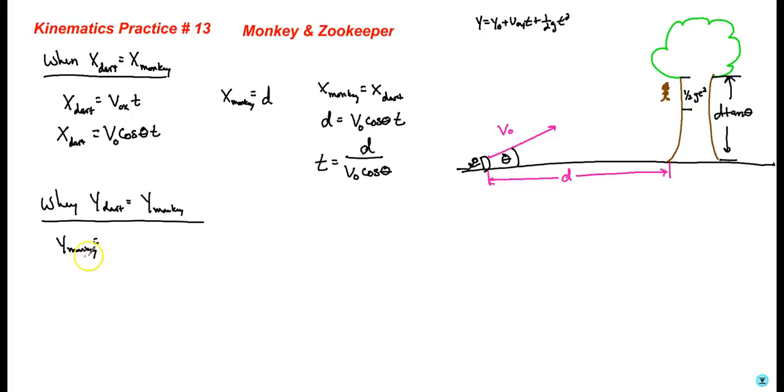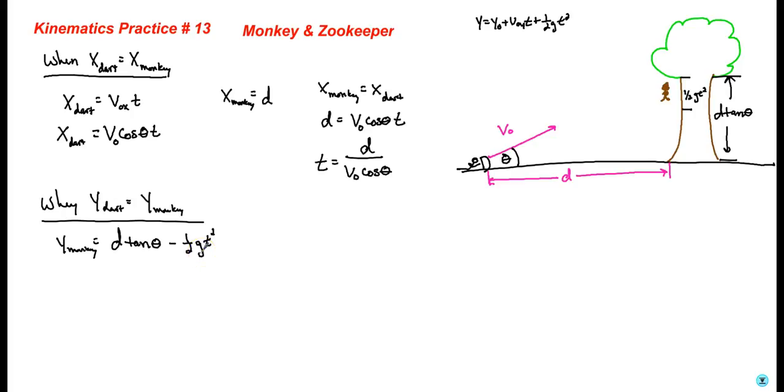So if we're going to find out what the height of the monkey is at any part in time, it's going to be this total height that he starts at minus the height that he loses, or the height that he travels as he falls. So it's going to be equal to d tangent theta, which is again the height that he starts at, minus 1/2 gt squared. And this is the height that he falls when he lets go. And we can find out that position by knowing what time he's at.